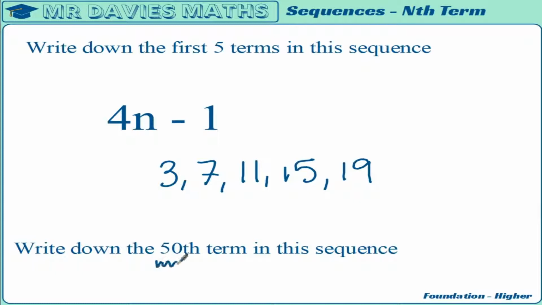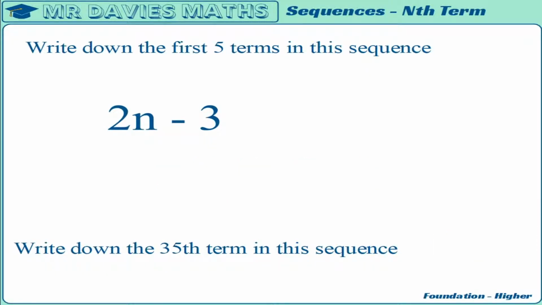This time we're going to find the 50th term. So what's the 50th number in the 4 times table? Well, 4 times by 50 would be 200. So take away 1 or move it backwards 1 space would give us 199. The 50th number in this sequence would be 199.